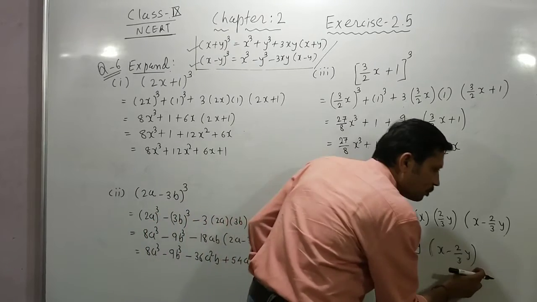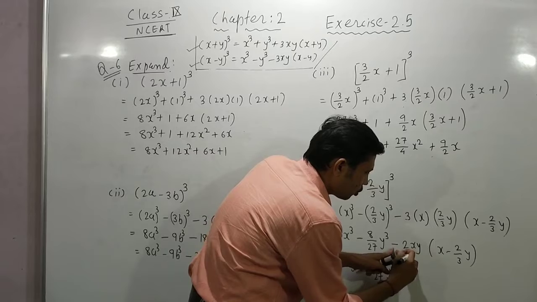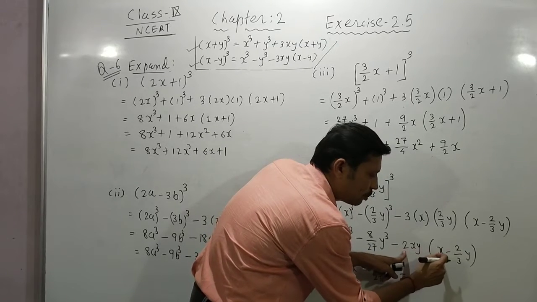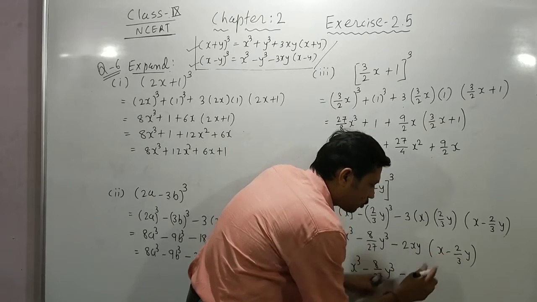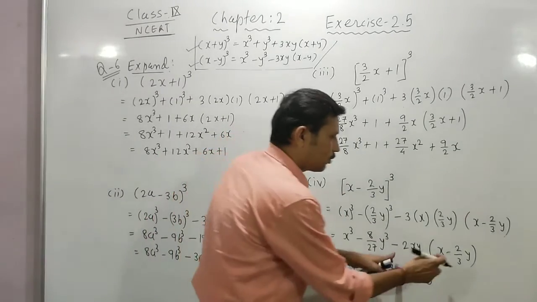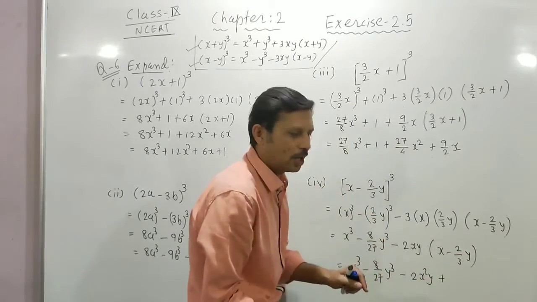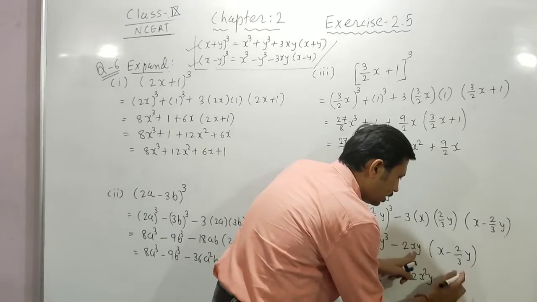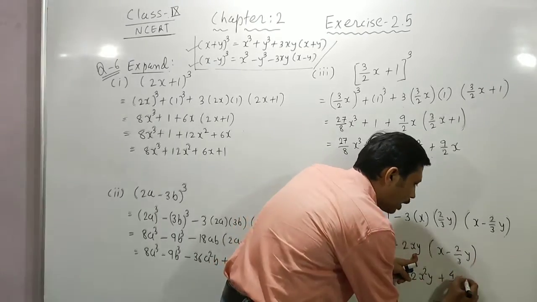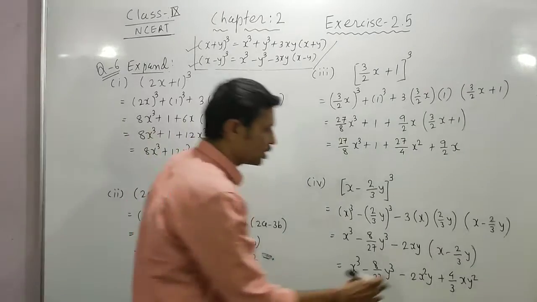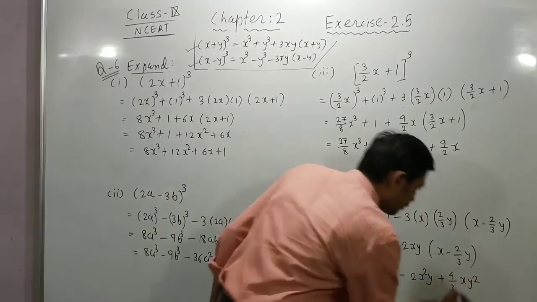Now this one will be multiplied here to expand this bracket. So minus, plus, minus. Now 2xy multiplied with x, so x multiplied by x is x square, so 2x square y. Okay. And after that minus minus becomes plus. Then 2 into 2 is 4 upon 3. xy multiplied with y, so y multiplied by y is y square. Okay. So this way we can expand it.